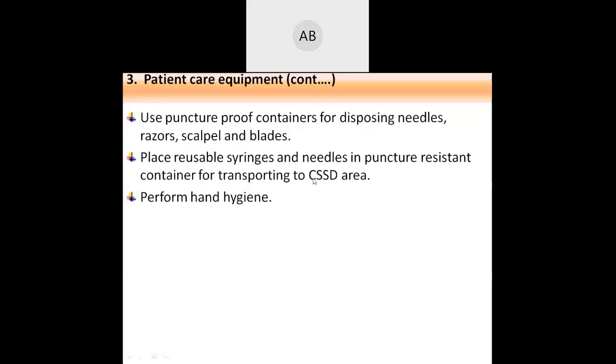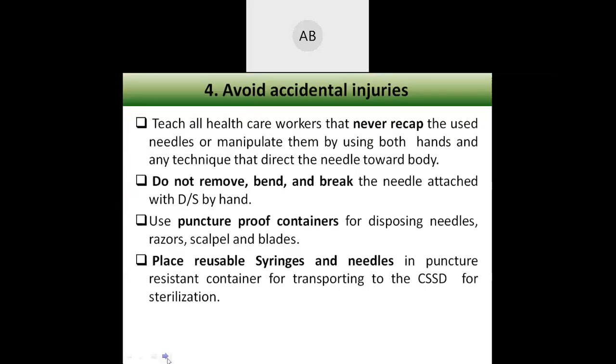Earlier, they used to have glass syringes and metal needles. They used to sterilize or autoclave them and then use them. So sterilization was performed in the CSSD area, which is a part of the hospital itself, and then after that they would transport it to each ward. But nowadays we have all disposable items. One time we use and we just discard it. So that is also a better way of taking care of patient equipment.